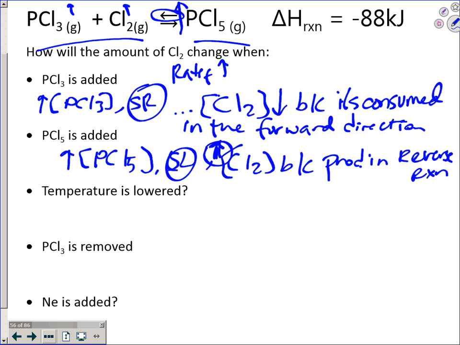Some of them have no shift because of the same number of moles on both sides. We'll get to those examples in a second.